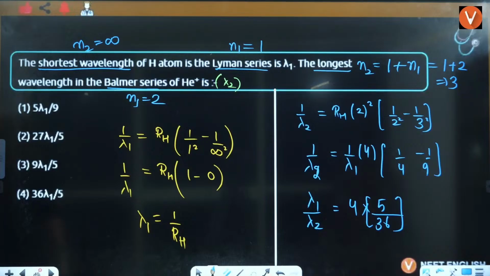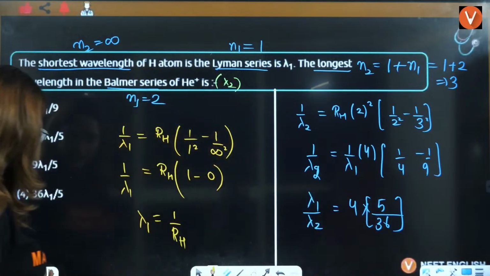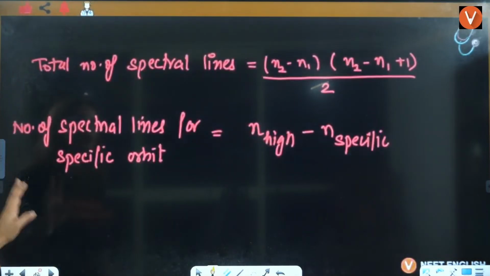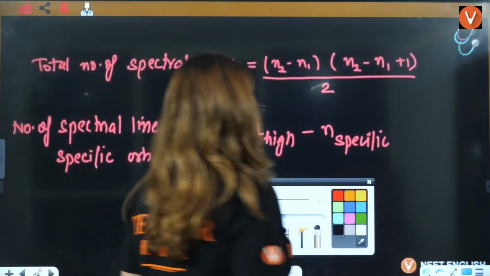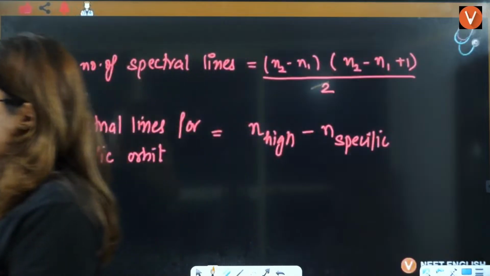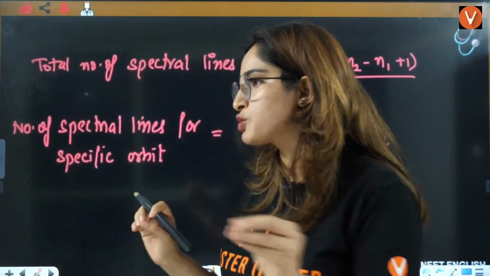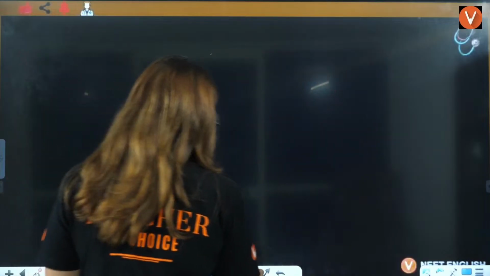Okay, everybody. So, clear, right? So that's how you can solve this and you will get your answer. Now, the last topic of today's class is when they will ask you the number of spectral lines. See, I'll tell you a long method and a short method also. Let's talk about the long method firstly.